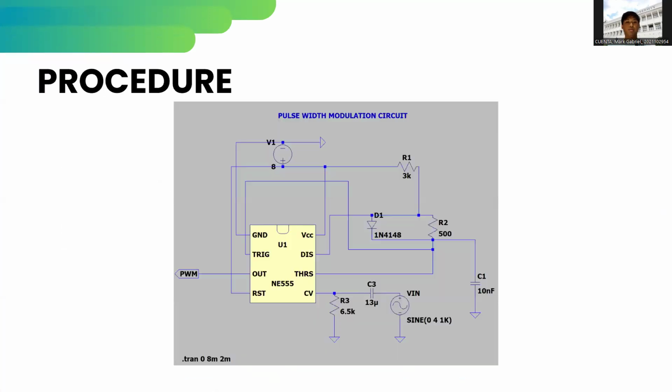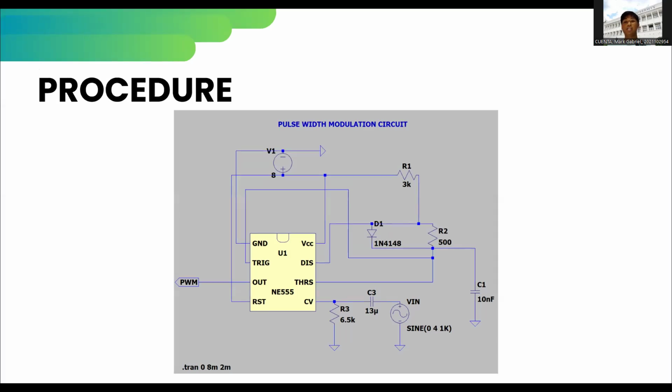Next is the procedure. So I use the previous circuit given to us in the previous activity, which is the PWM circuit, wherein this circuit is a pulse width modulation circuit generator built around a 555 timer IC operating in a comparator-based modulation mode. So the 1 kHz sine wave input in the Vin is AC coupled through C3 and combined with the internal threshold triggering levels of the 555, while the resistors R1, R2, and R3 are set for biasing and controlling the sensitivity.